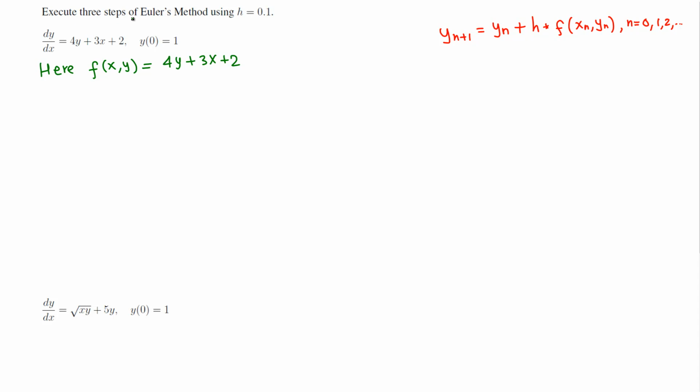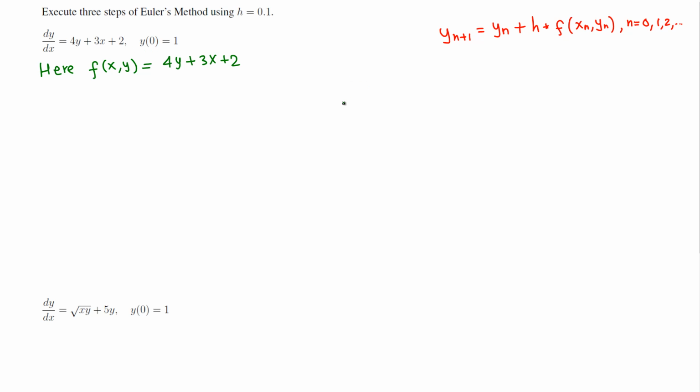Execute 3 steps of Euler's method using h, that's the step size of 0.1. Our differential equation is dy over dx equals 4y plus 3x plus 2, and the initial value is y at 0 equals 1. So basically this is the function f(x, y).